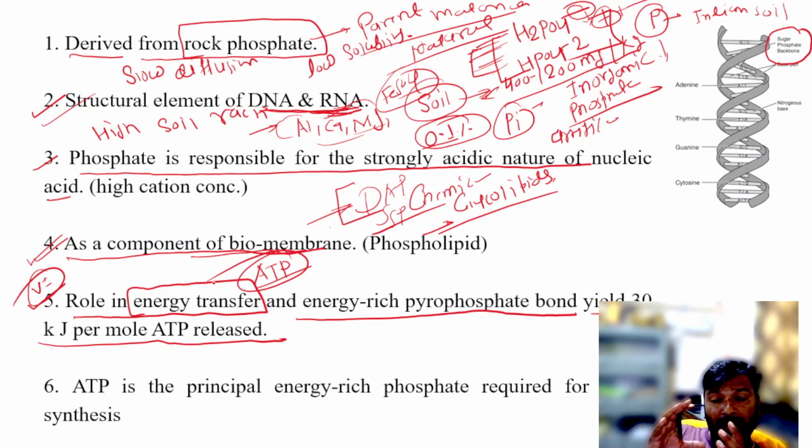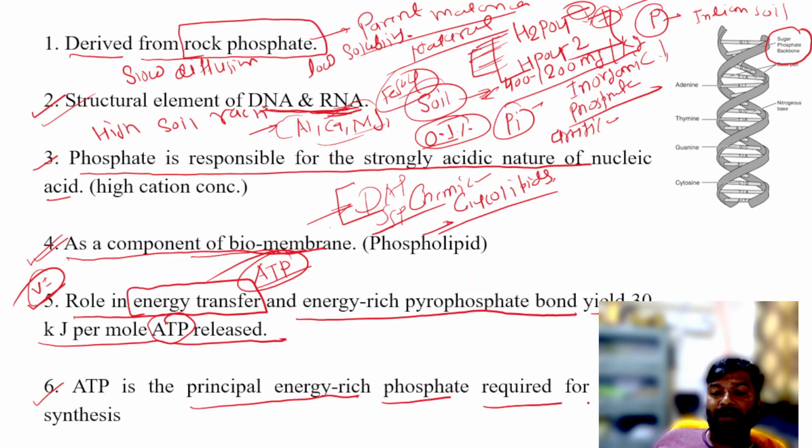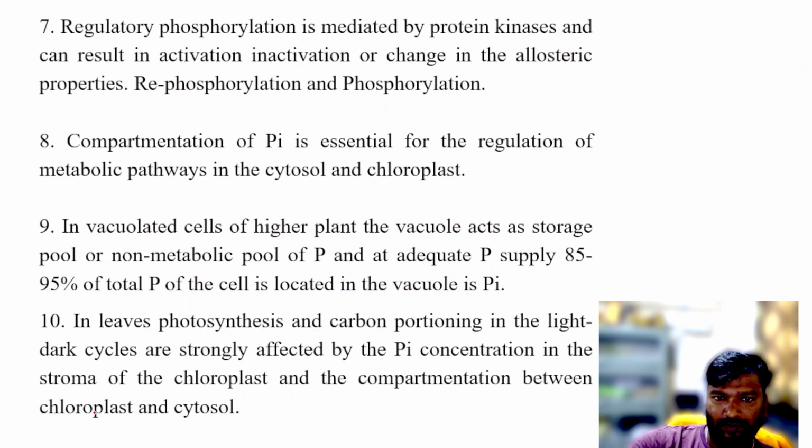Means whatever energy your plant needs, whether for any function, any organ development or any metabolic process, it generates energy in the form of ATP. Okay, from the breakdown of ATP. So ATP is the principal energy-rich phosphate required even for starch synthesis. Okay, so these are some functions of phosphate.